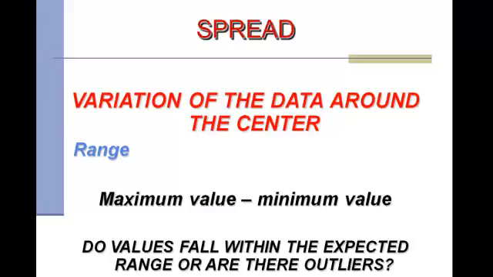And of course, once you get the range, depending on what the data set is measuring, you would want to know, is this where we would expect the range to be? Are these the values that we would expect the range to fall within, or are there outliers, some exceptional or unusual value? But our first measure is the range.